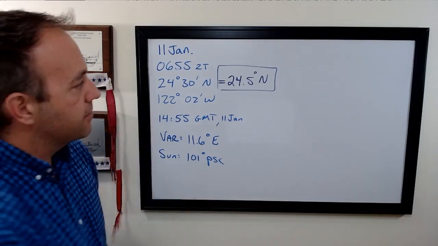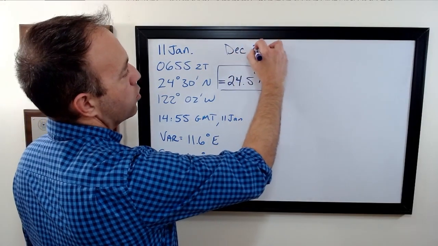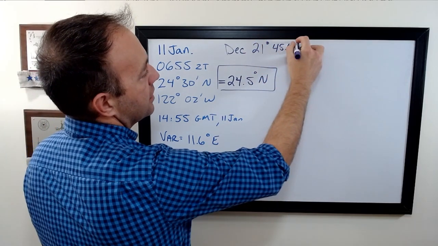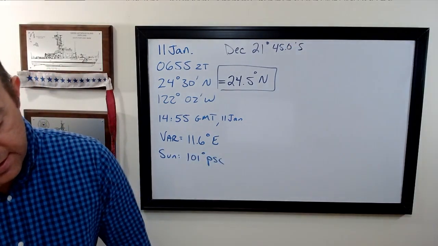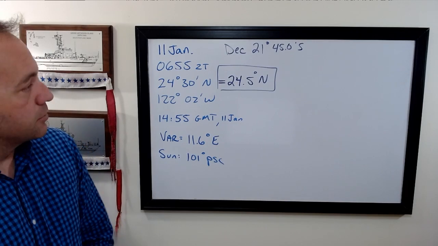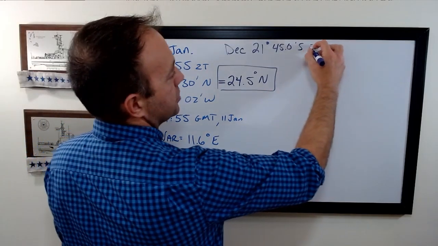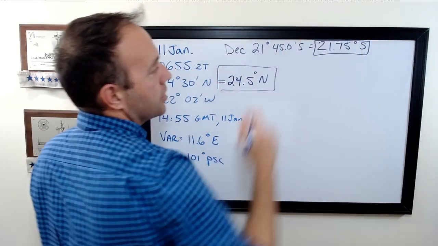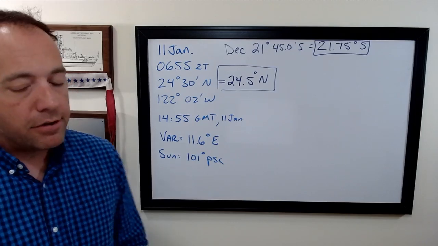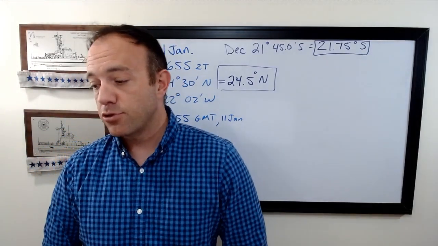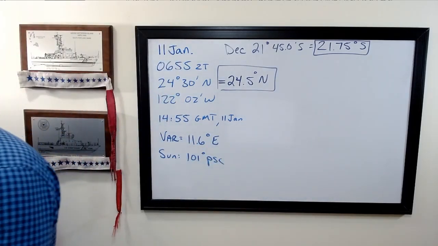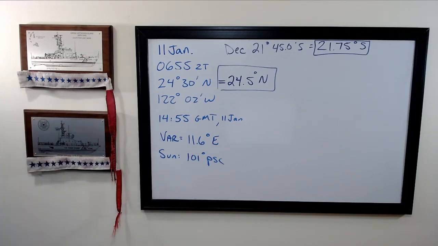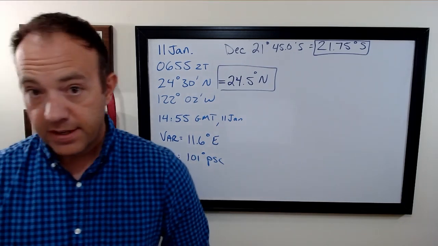All right, so let's write that down. Declination was 21 degrees, 45 minutes south. And we also need that to be in terms of decimal degrees as well. So that's going to be equal to 21.75 degrees south declination. So what we can do is go into Bowditch and pull out a value for the amplitude, the difference from true west or true east, depending on the time of year. So I'll get my Bowditch back out again. I'm going to show you one way to do it, and then I'll show you a quicker way as well.